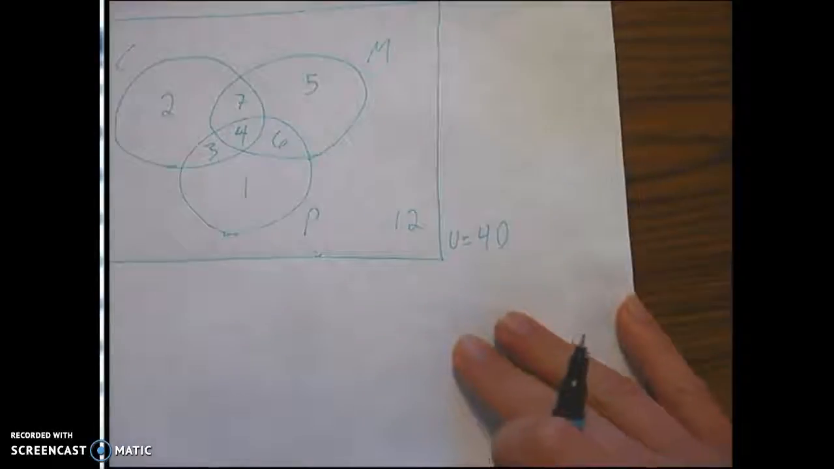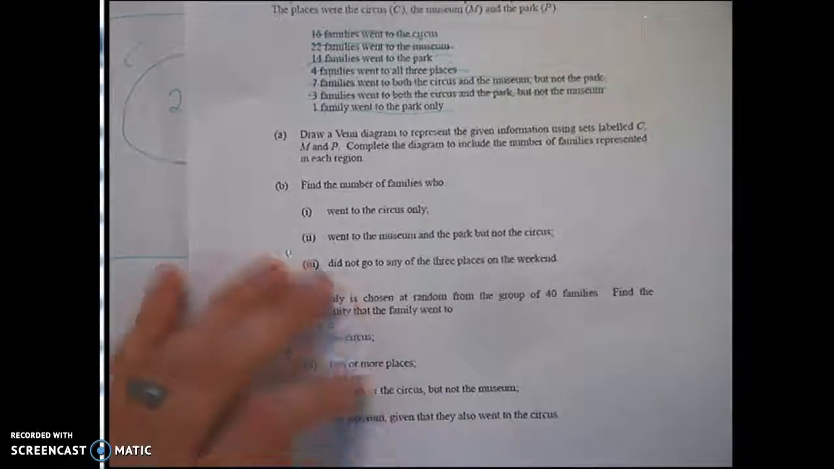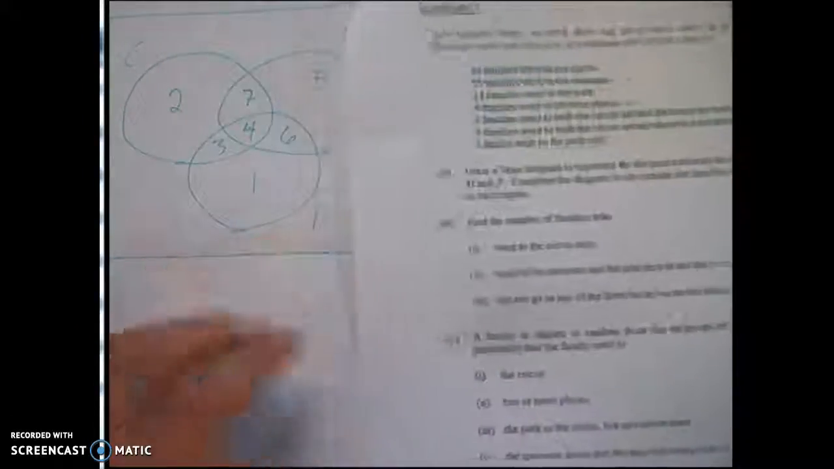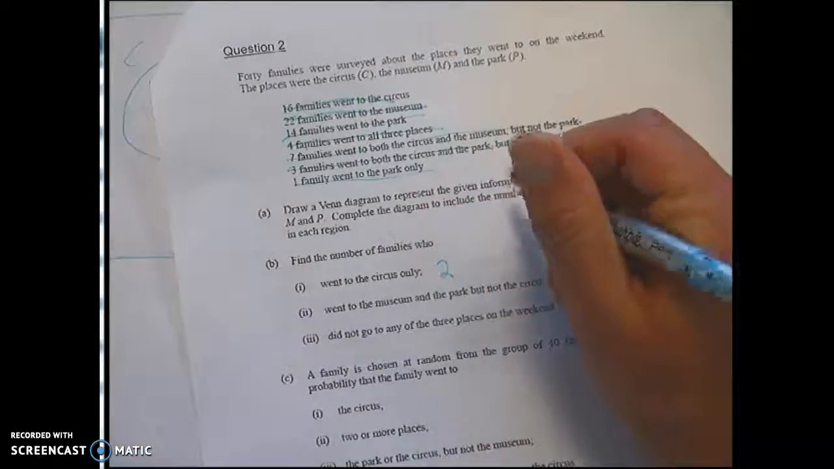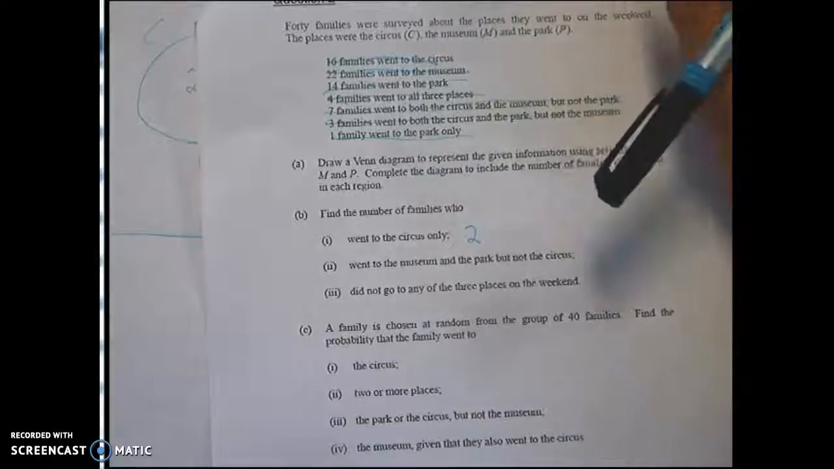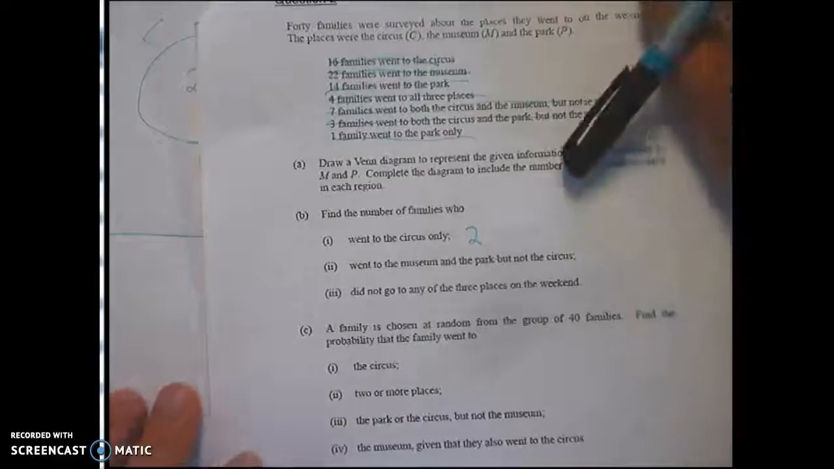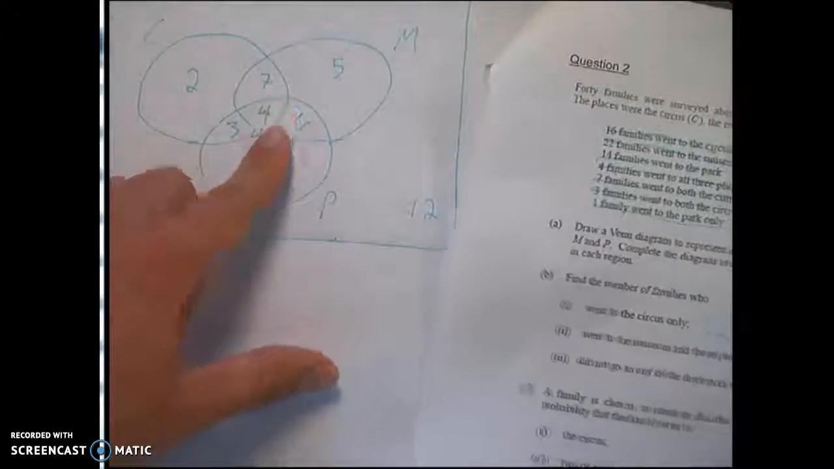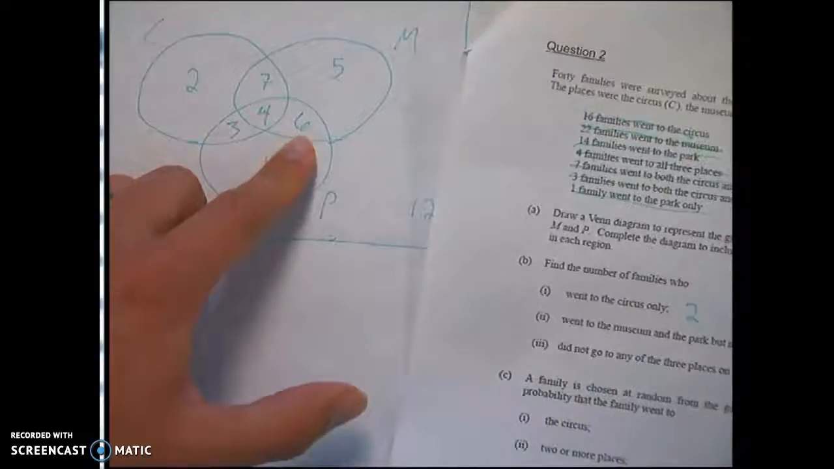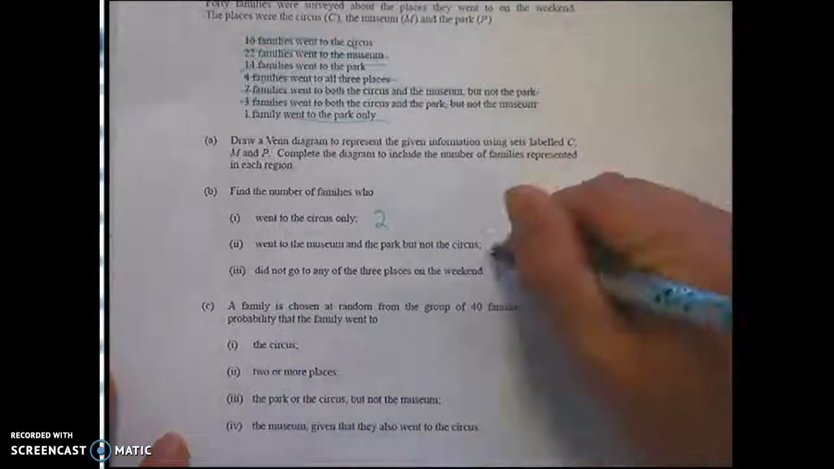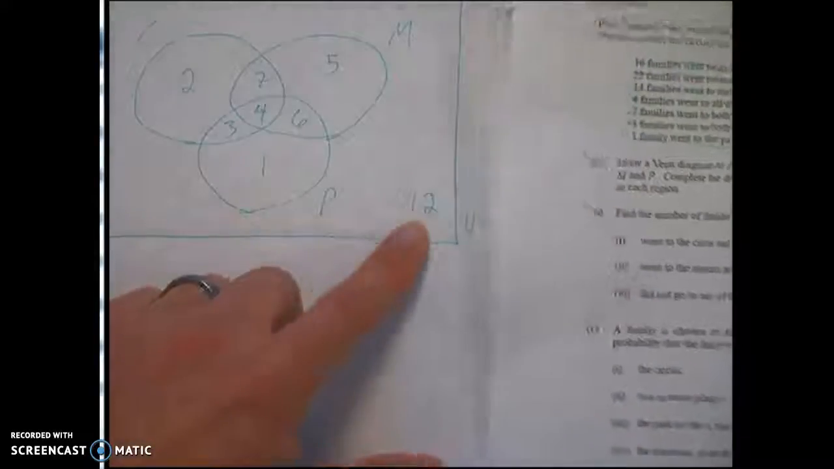I'm just going to put this right here and draw a Venn diagram. Find the number of families who went to the circus only. Well, we already decided that was 2. And next, went to the museum and the park, but not the circus. So they went to the museum and the park. That's these 10, but not the circus. So just these 6. Did not go to any of the 3 places on the weekend. Those were those 12.